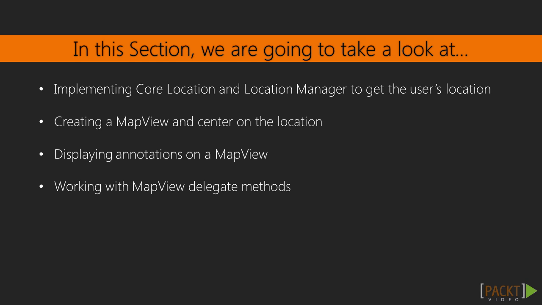user's location. Then, we're going to create a map view and center on the location. After that, we'll look at how we can work with annotations to display our data on the map view. And finally, we're going to work with the map view delegate methods to allow selection of our annotations.